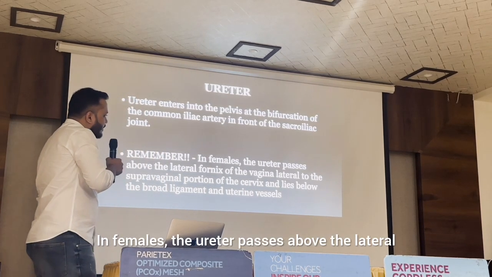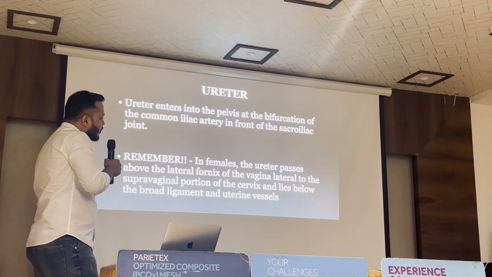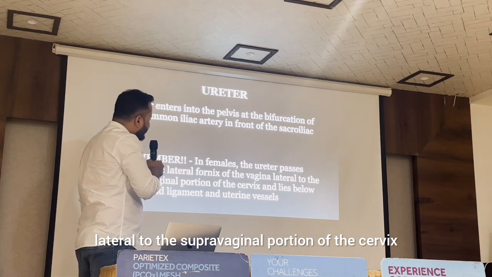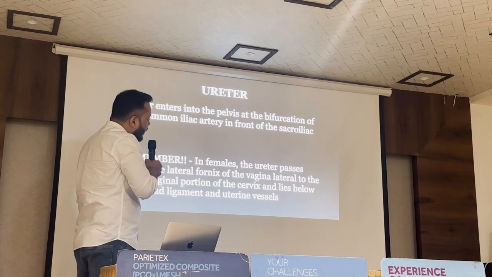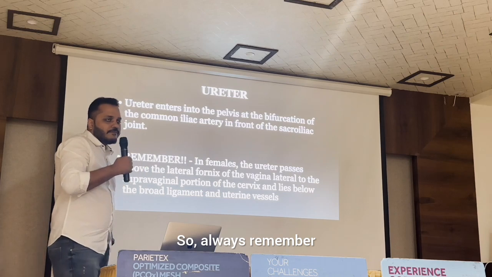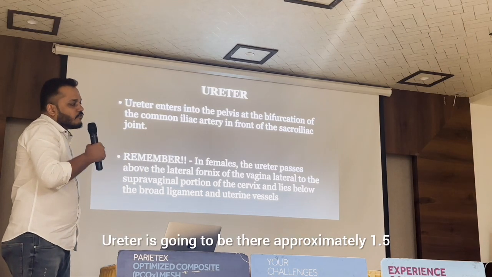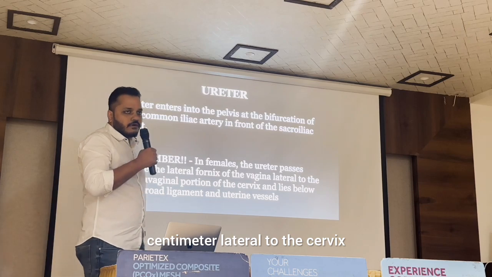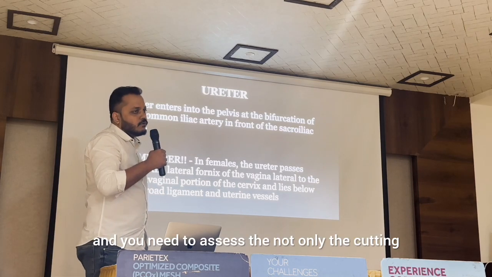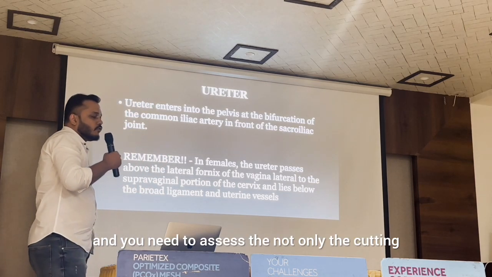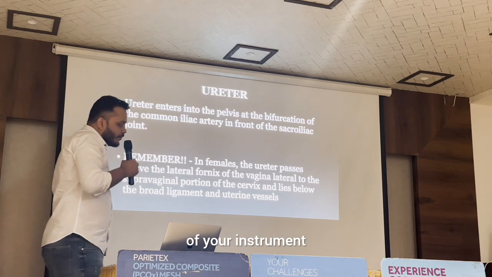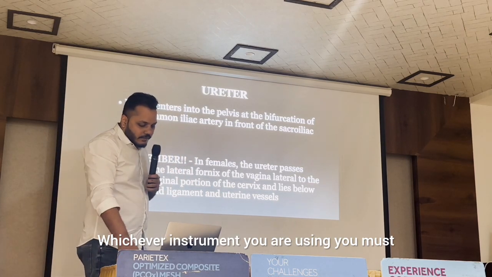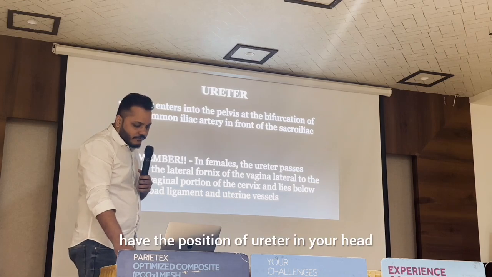In females, the ureter passes above the lateral fornix of the vagina, lateral to the supravaginal portion of the cervix, and lies below the broad ligament and uterine vessels. So always remember, the ureter is going to be approximately 1.5 centimeter lateral to the cervix, and you need to assess not only the cutting of your instrument but also the lateral spread of your instrument. Whichever instrument you are using, you must have the position of the ureter in your head.